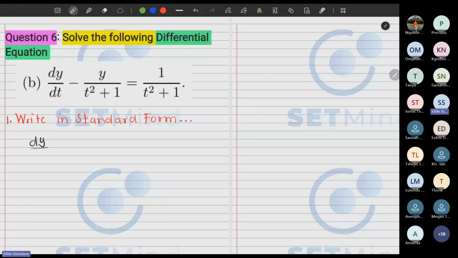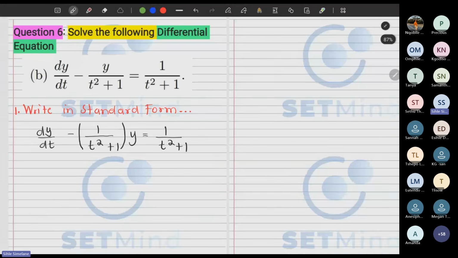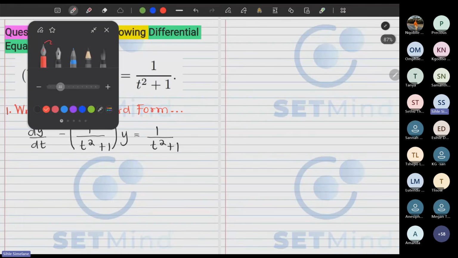So we have dy dt minus, so that I'm clear what is multiplying y, I'm just going to say 1 over t squared plus 1 times y, and this is equal to 1 over t squared plus 1. So this is already in standard form, and we are happy. Okay, then let's go to number 2.